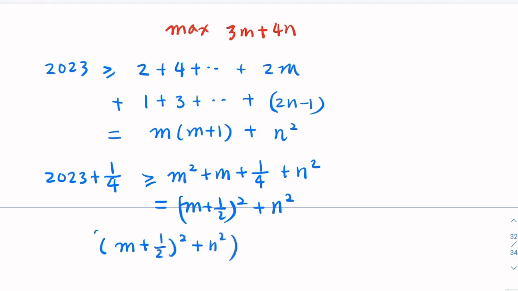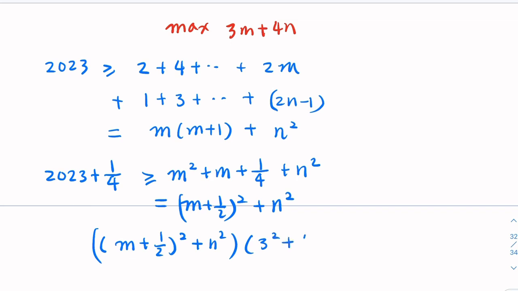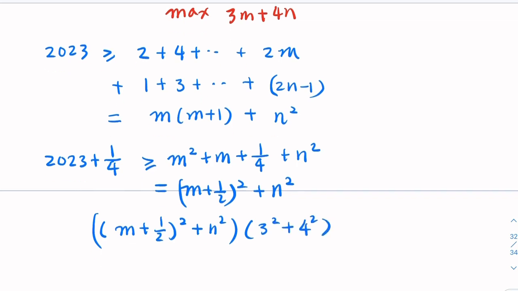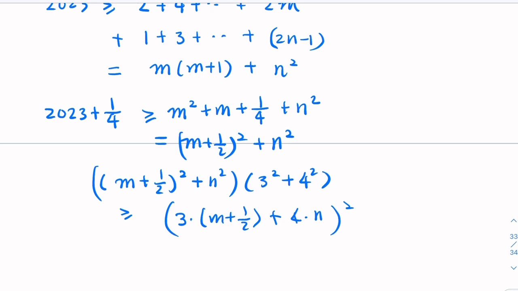So what we need to do is use coefficients 3 and 4, right? So we have 3 squared plus 4 squared, which is going to be greater or equal to 3 times m plus 1/2 plus 4 times n, squared, right? That's the CS inequality. All right, great. So by doing that, what we have is something close to 3m plus 4n, right? So let's combine these two inequalities here, inequality number 1 and inequality number 2.